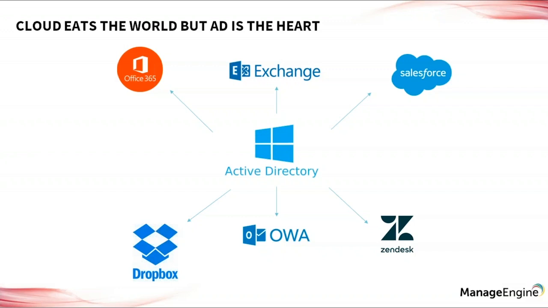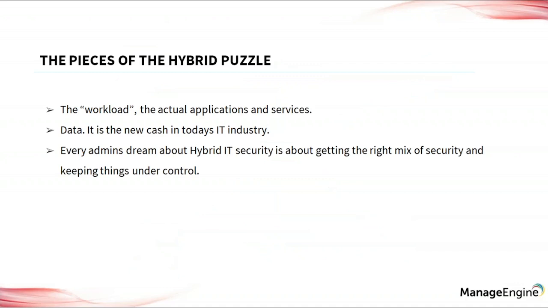And the most important thing to note here is for all of these applications, the central point, right? The central point for authentication and authorization is Active Directory, right? Active Directory authenticates and authorizes users across all of these applications, right? Now, according to me, there are two pieces to the hybrid puzzle. The first piece is the workload, right? How is the workload distributed across these applications? Which application handles the most workload, right? And how are the security parameters across these applications?